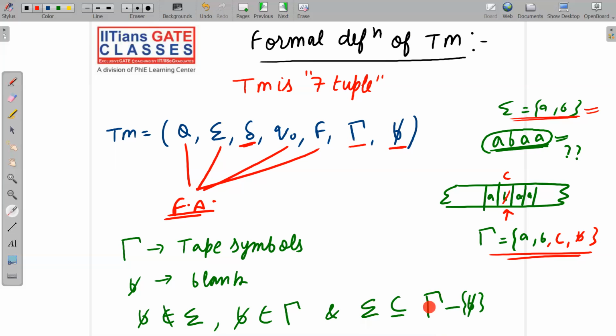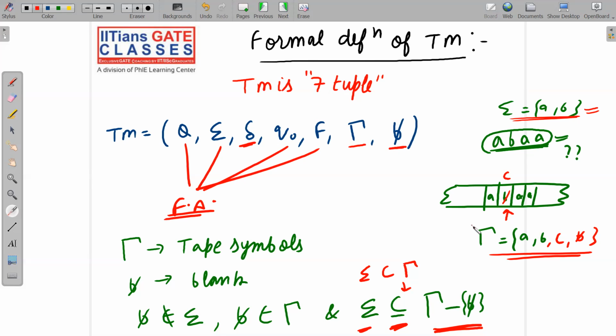So sigma will be a proper subset of tau minus blank. Or sorry, proper or improper, whatever you can say. But one thing is confirmed, that sigma will be a subset of tau. Simply you can say sigma is a subset of tau minus blank. If you say that the read write head can write only A or B, it cannot write anything extra, so C won't be present here, it will be A, B and blank. Okay, so I hope I have made the point clear.